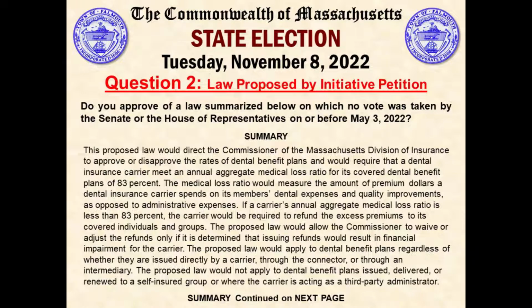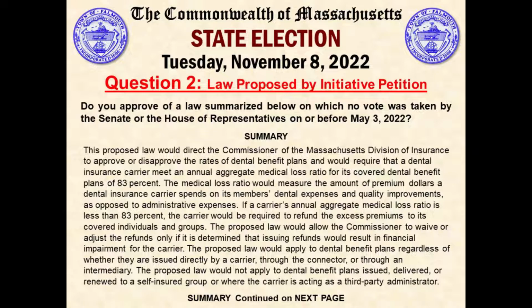Summary. This proposed law would direct the Commissioner of the Massachusetts Division of Insurance to approve or disapprove the rates of dental benefit plans and would require that a dental insurance carrier meet an annual aggregate medical loss ratio for its covered dental benefit plans of 83%.